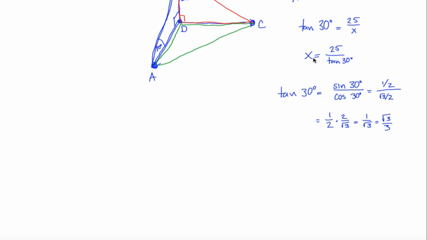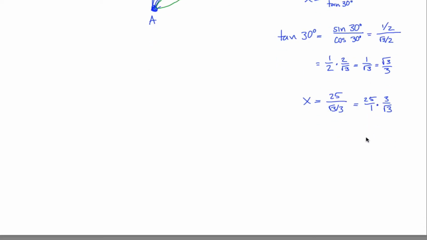So what I have is that x equals 25 divided by root 3 over 3, which is 25 over 1 times 3 over root 3. Maybe it would have been wiser to use one of these unrationalized forms, but I've gone this far. This is 75 over root 3. Multiply the top and the bottom by root 3, and you get 75 root 3 divided by 3. But the 75 and the 3 can cancel to leave you with 25 root 3.